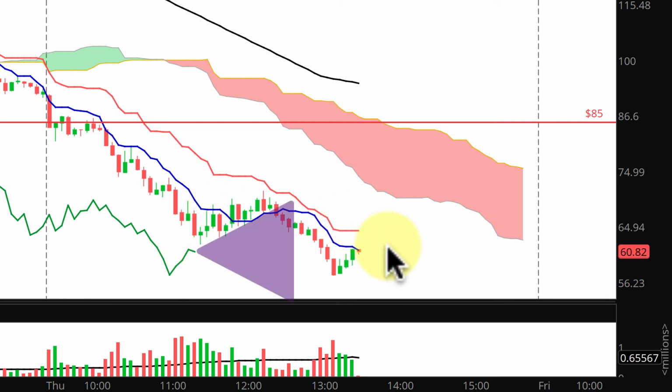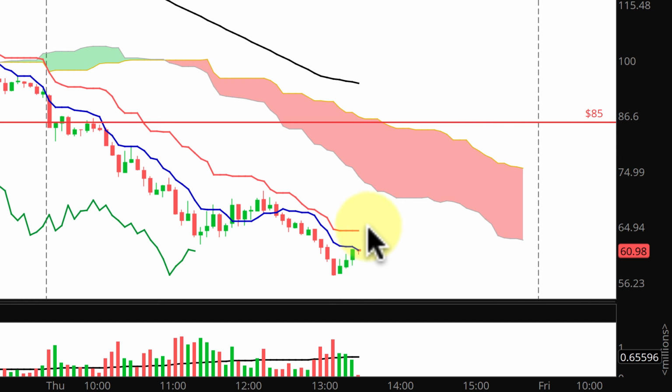Here is the cone of possibility for the green line, and we can see how that's showing that it has a little bit of congestion here above it to be able to get up and through, to be able to get momentum to the upside. The green line does show us the momentum possibilities of the stock.